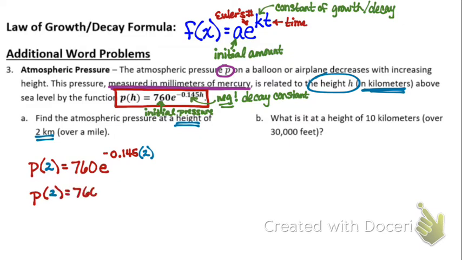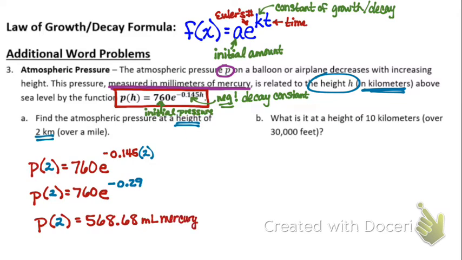If you multiply that exponential part together, you would get negative 0.29. So pop that into your calculator, and you find the pressure at 2 kilometers is, we're going to round this to 2 decimal places, 568.68 milliliters of mercury. Whenever you have story problems, you need to have units on your answer.